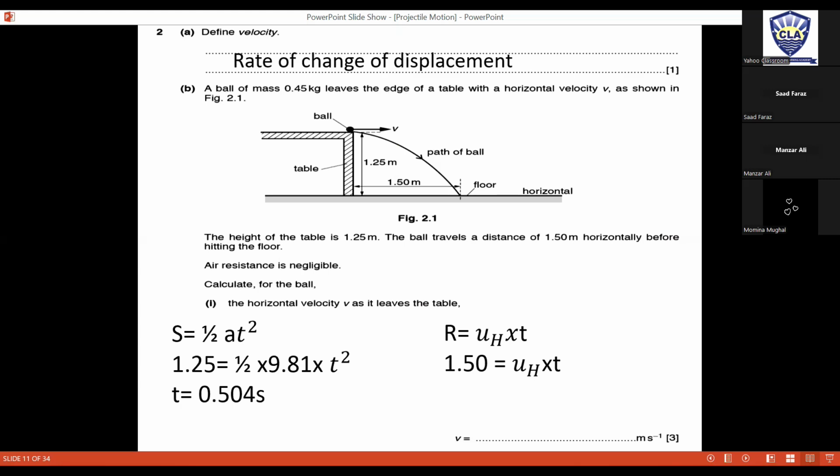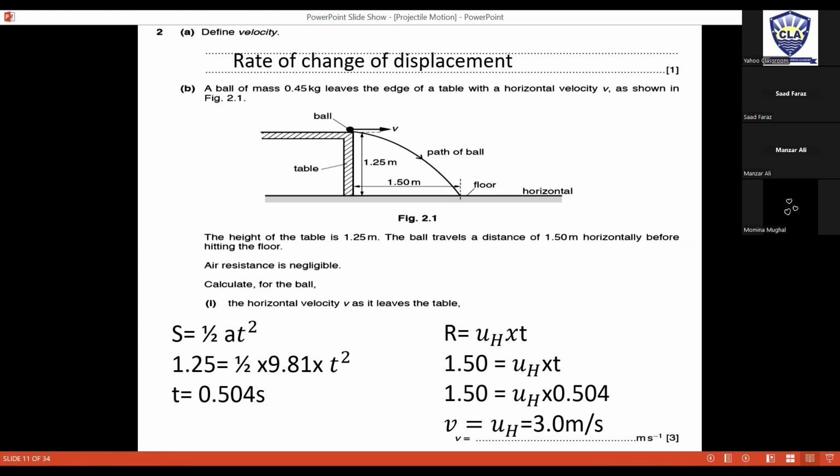or 0.51. I can use it here and we can find out the value of horizontal velocity, which in this case comes out to be 3 meters per second. So the object has a horizontal velocity of 3 meters per second at the very beginning. The same velocity will be there at the point of impact with the floor. So this is half projectile.